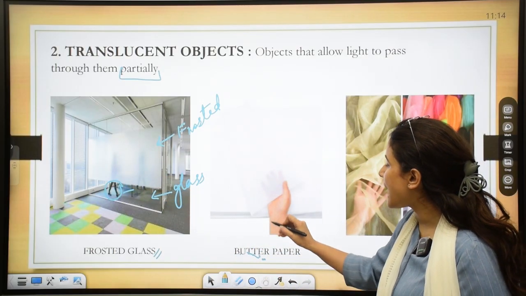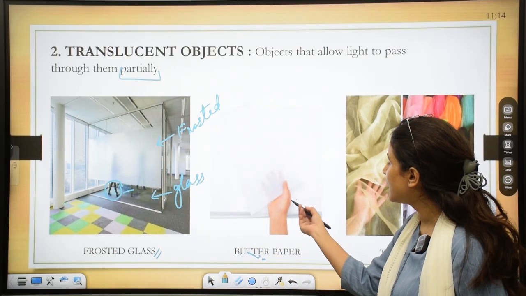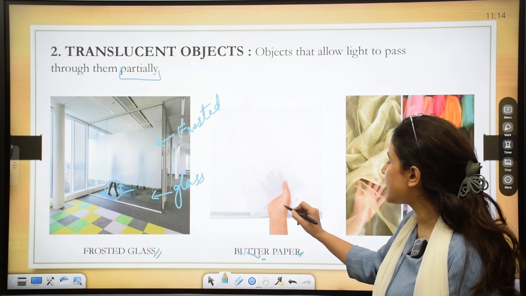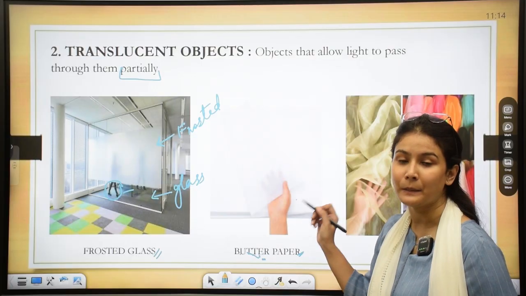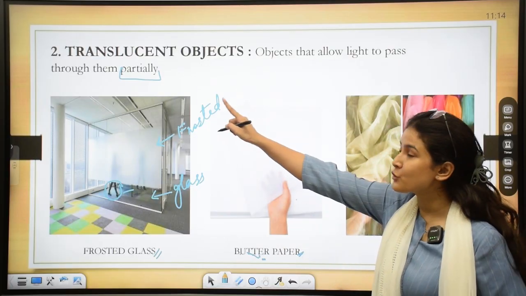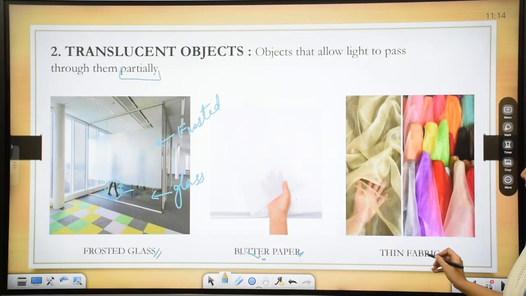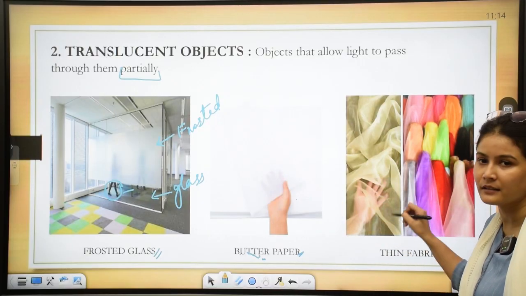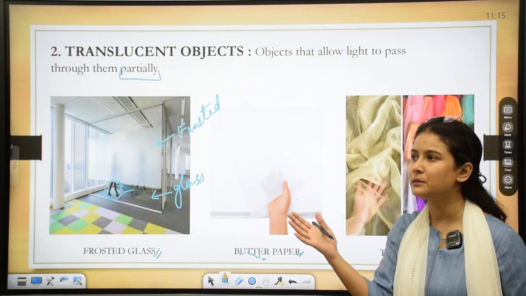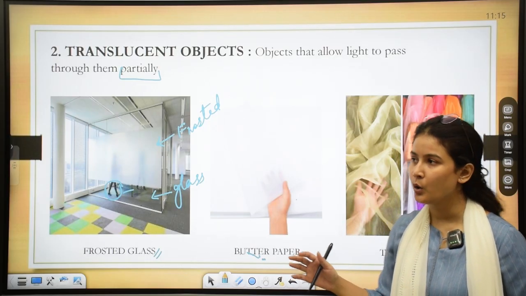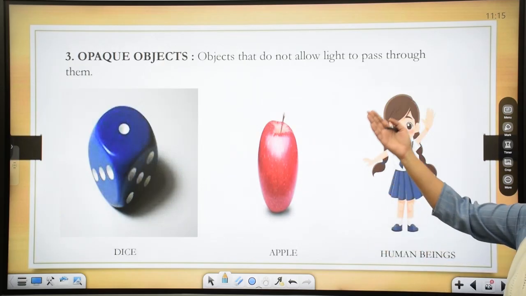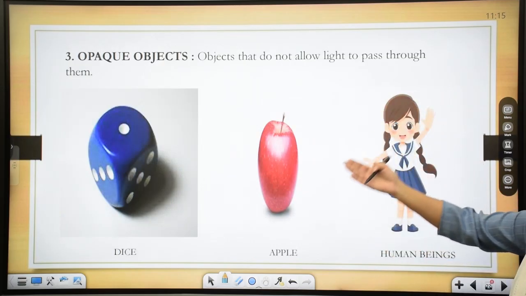Similarly, you can see this hand clearly. But once the hand is under the paper, this is the butter paper, you cannot see the hand clearly. That is why it is a translucent object. Similarly, thin fabric. There are some fabrics through which you can see partially, not completely.